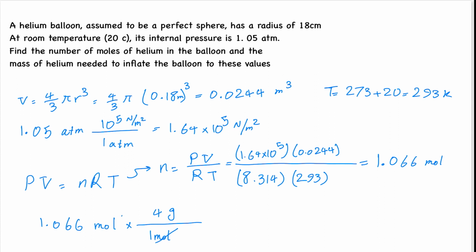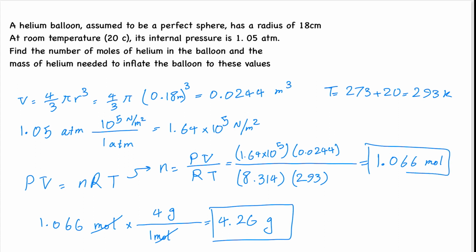So moles will cancel, and we will get this value, 4.26 grams. So we will have 4.26 grams and 1.066 moles of helium in the balloon. So now let's go to another example.